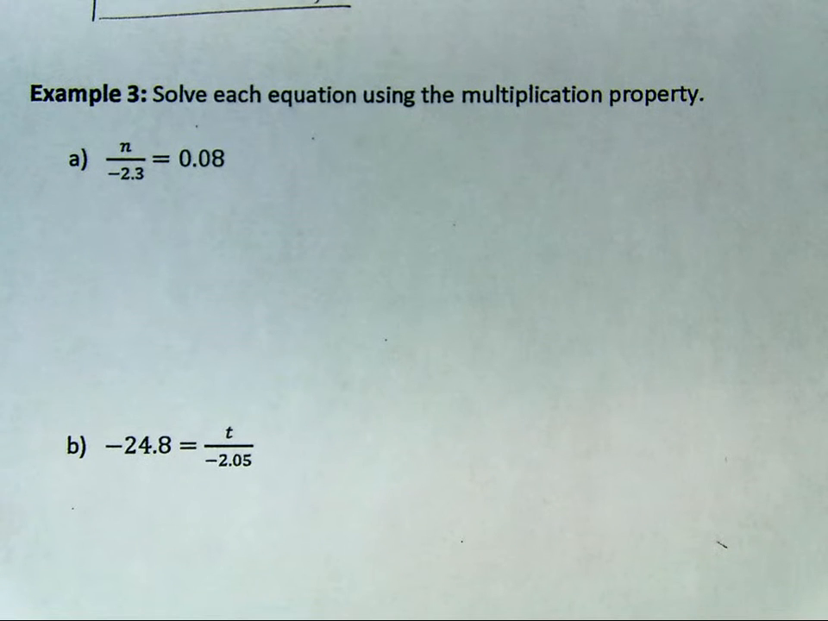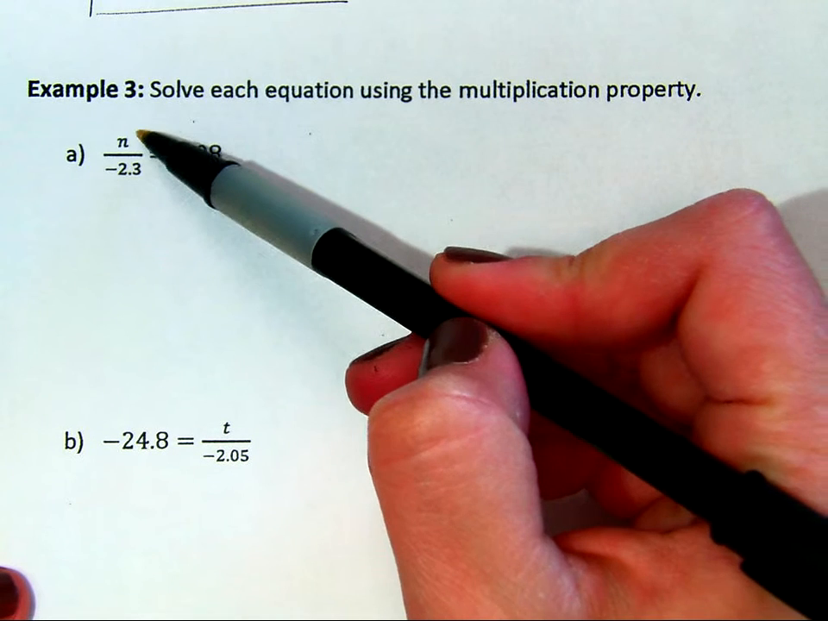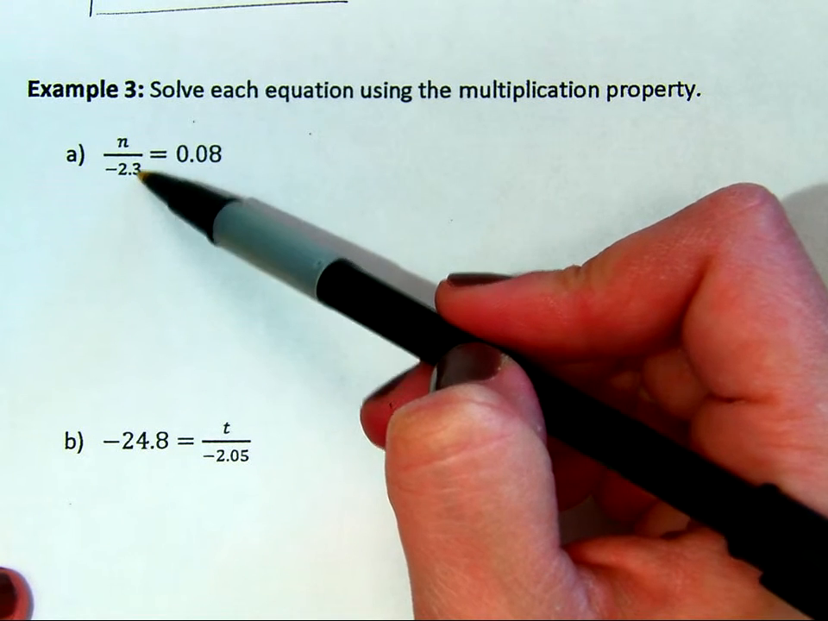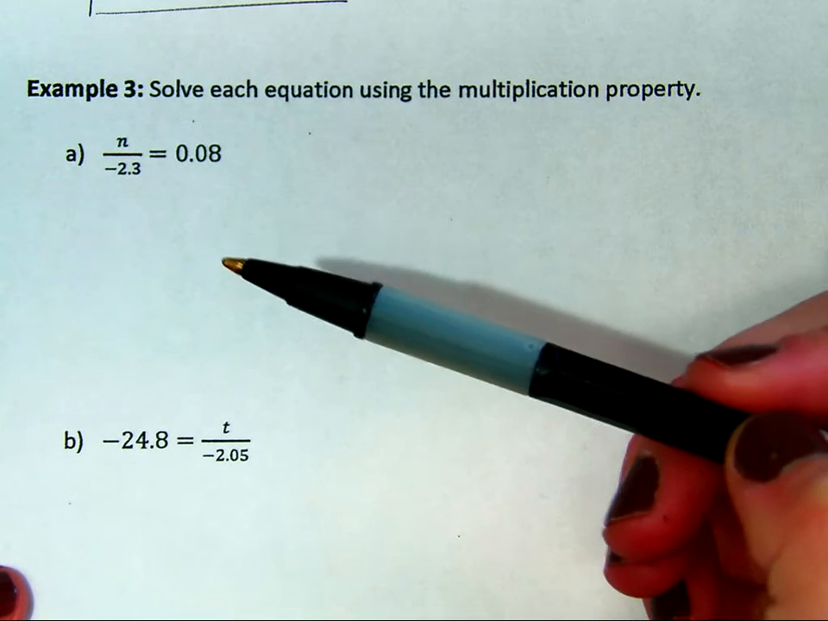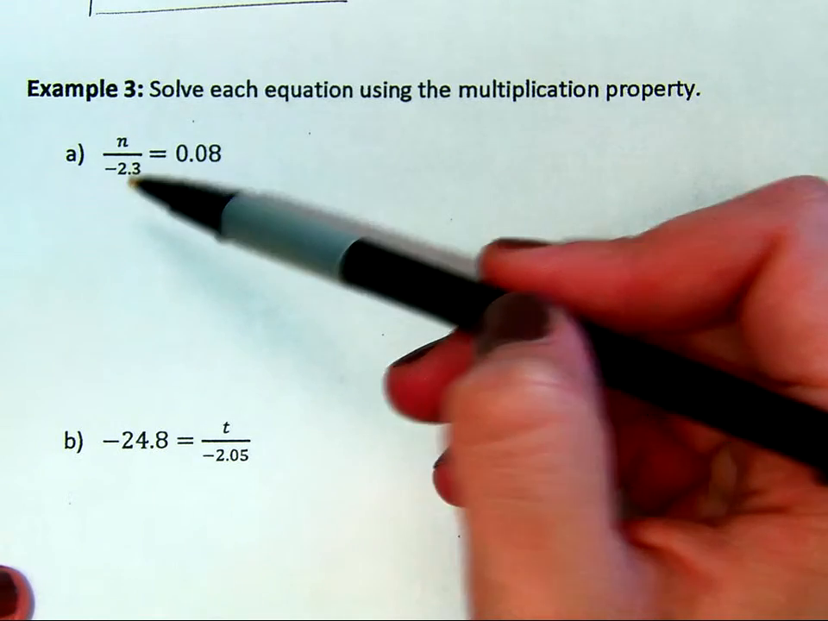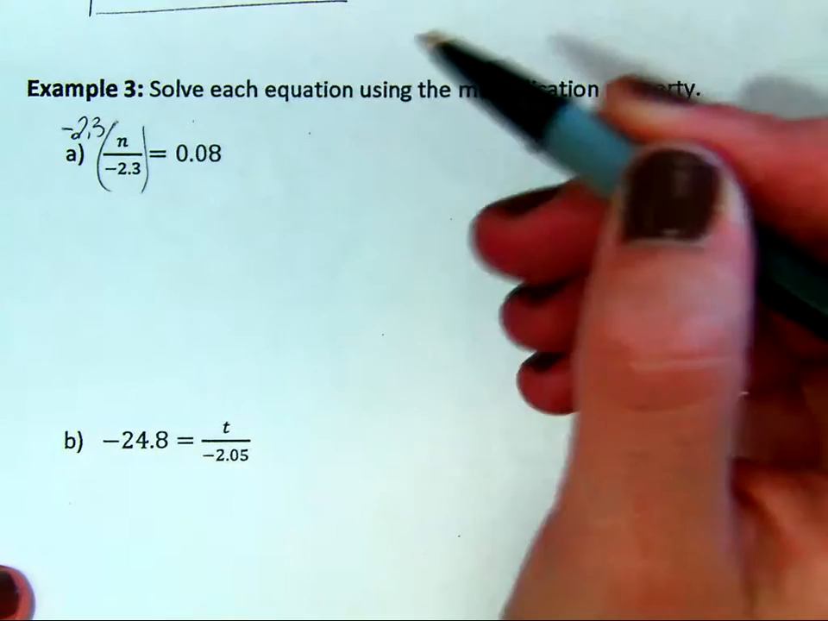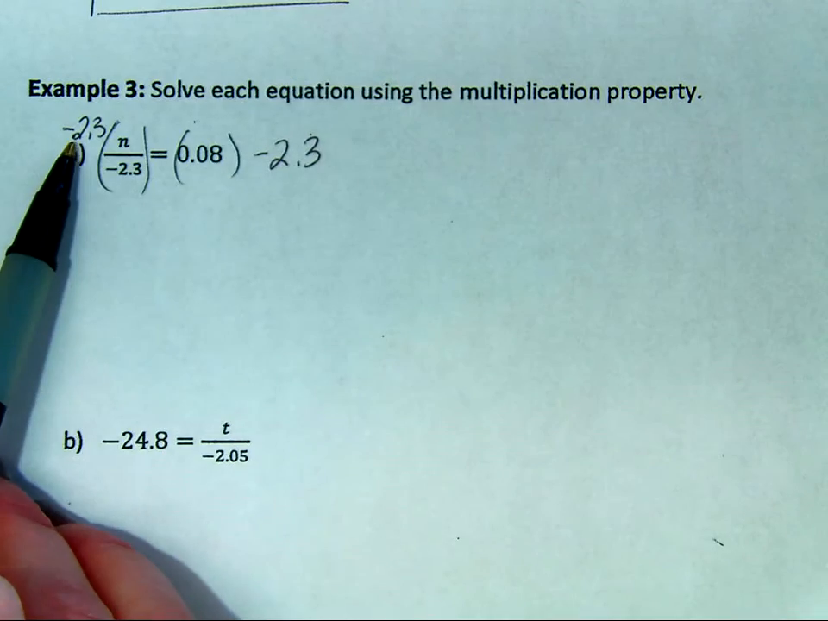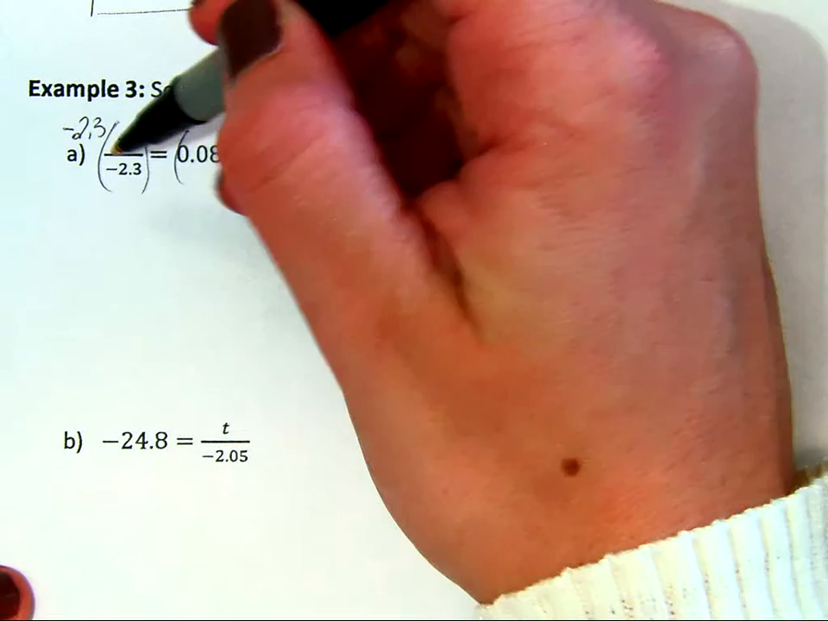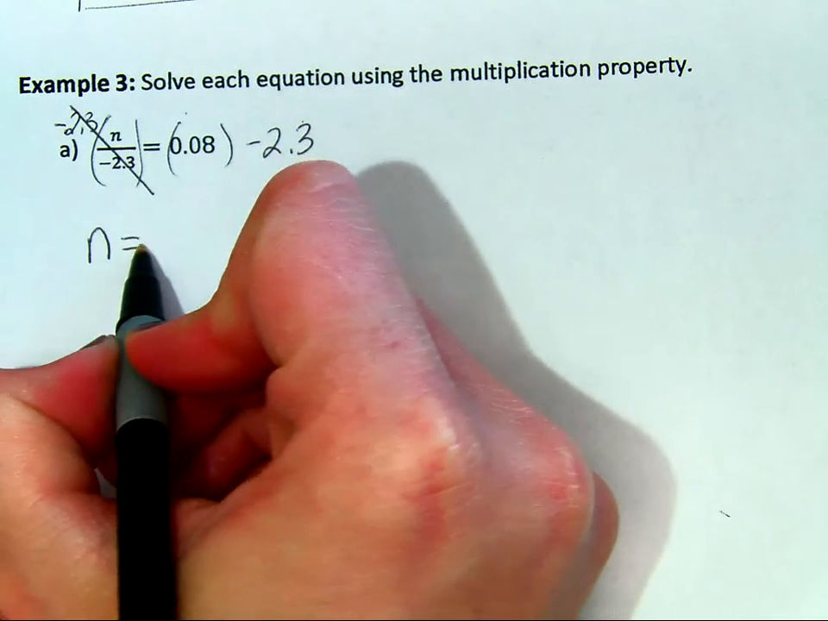All right, example 3 says solve using the multiplication property, indicating I'm probably going to have to multiply to solve these. And I am, because my variable right now is being divided by negative 2.3. So n divided by negative 2.3 equals 0.08. To get this n by itself, I need to undo the division with multiplication. I like to show multiplication using parentheses. You might prefer a dot. Either way is fine. So multiplying by negative 2.3 causes those negative 2.3s to cancel out, and I'm left with n on the left side.